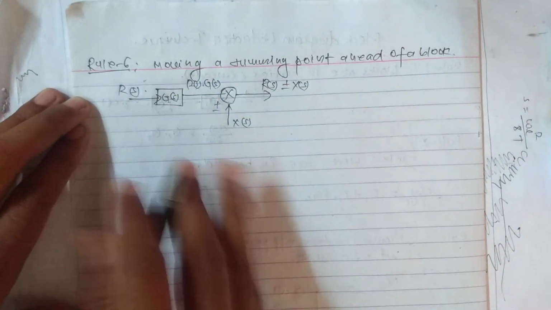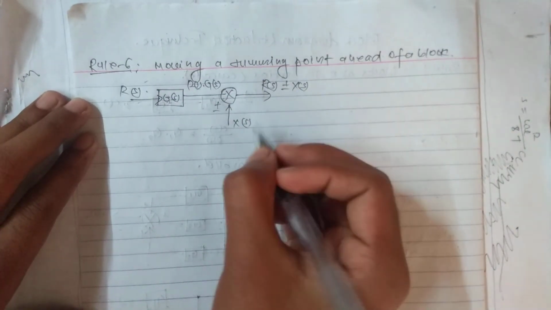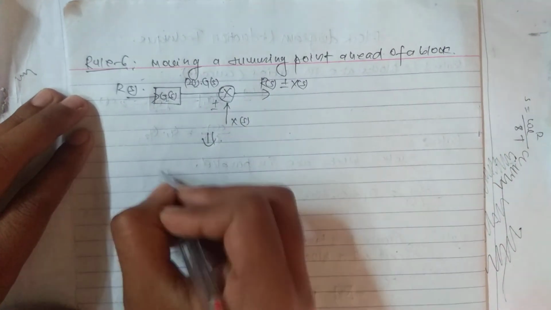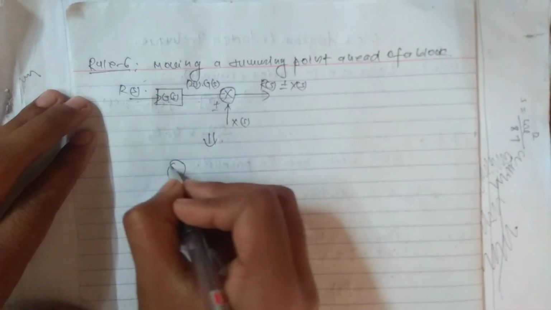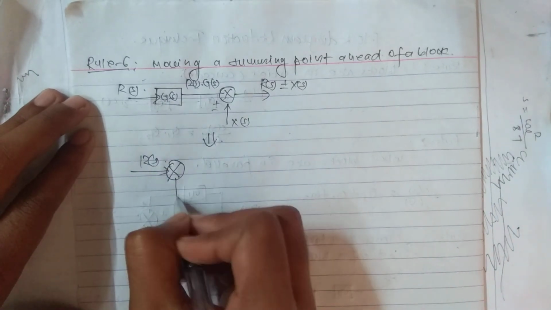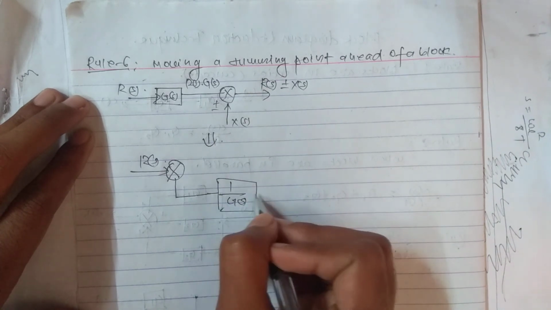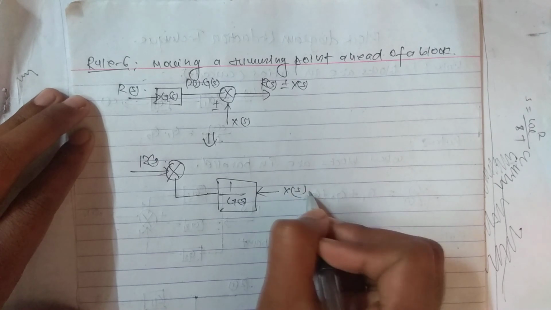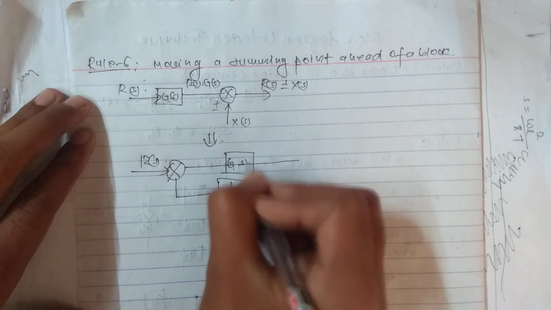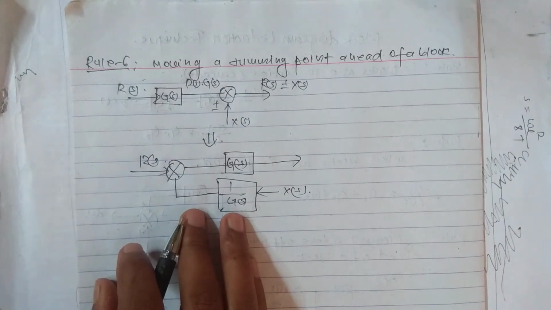Since these both are in cascade form, and we have the 6th rule, moving a summing point ahead of a block, we need the summing point here, R(S) here and 1 by G(S), so we can write 1 by G(S) here. X(S), and here will be G(S). So these are the block diagram reduction techniques.